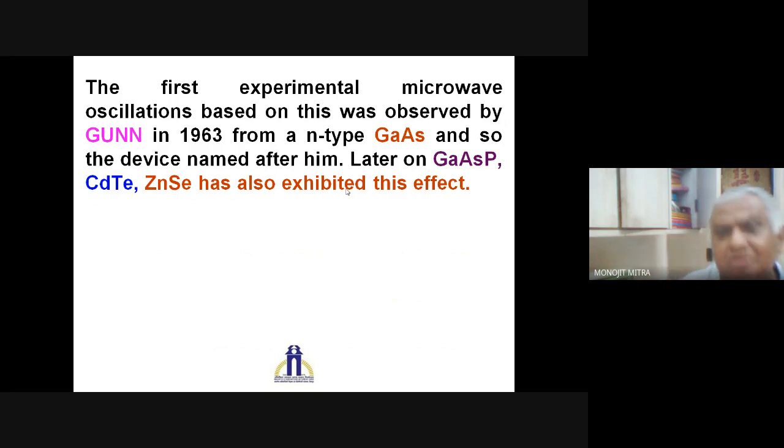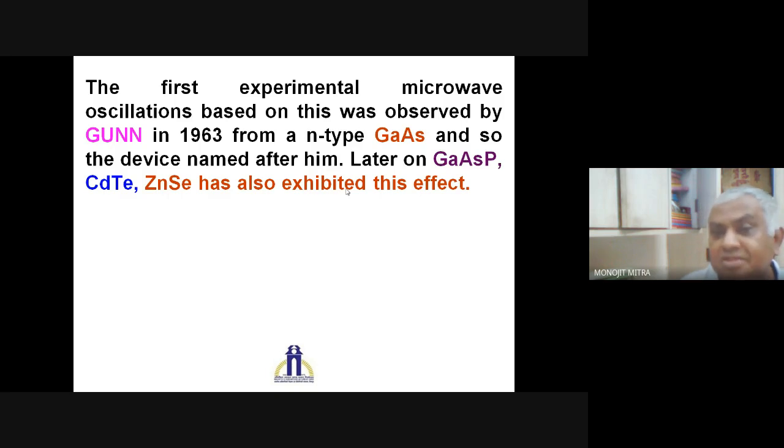But later on, other scientists developed the Gunn diode using other compound semiconductor materials, such as indium phosphide, cadmium telluride, zinc selenide, etc. As per the history, the Gunn diode was developed by Gunn in 1963. If you go through basic semiconductor physics, which our director sir is going to cover, you will find that there are thousands and thousands of compound semiconductors, either materials of group 3 and 5 or group 2 and 6.